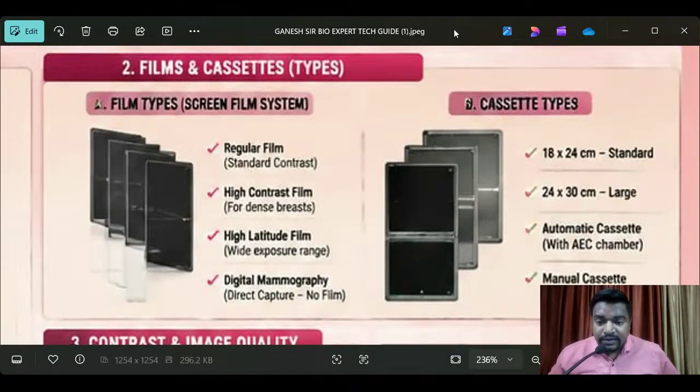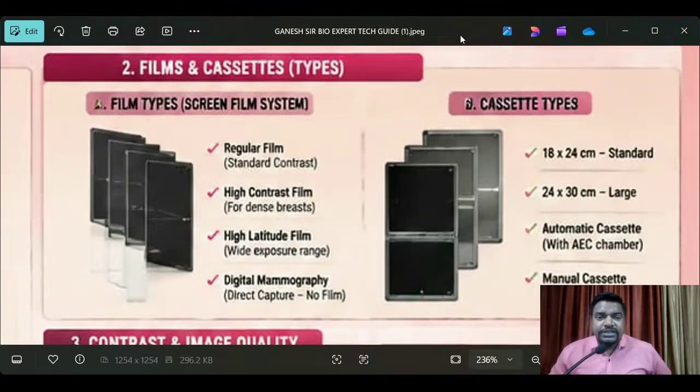Okay, yes, come on. See film type, screen film. See here, regular film, standard contrast, and how it looks like. See here, high contrast film for dense breast, and high latitude film, wide exposure range, and digital mammography here, direct capture, no film. And see cassette types, 18 by 24 cm standard, and 24 by 30 large, and automatic cassette with the AEC chamber, and manual cassette. Okay, these are for example purposes.